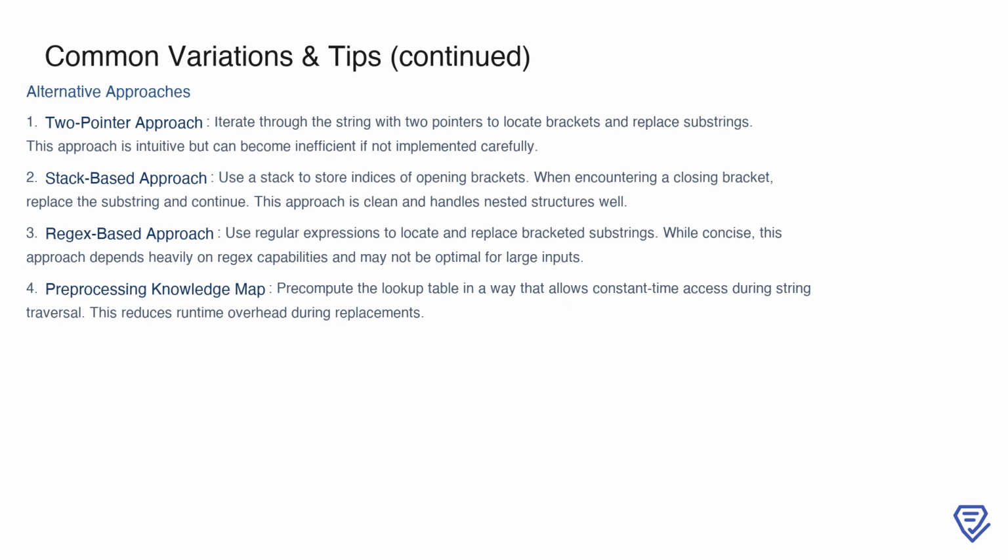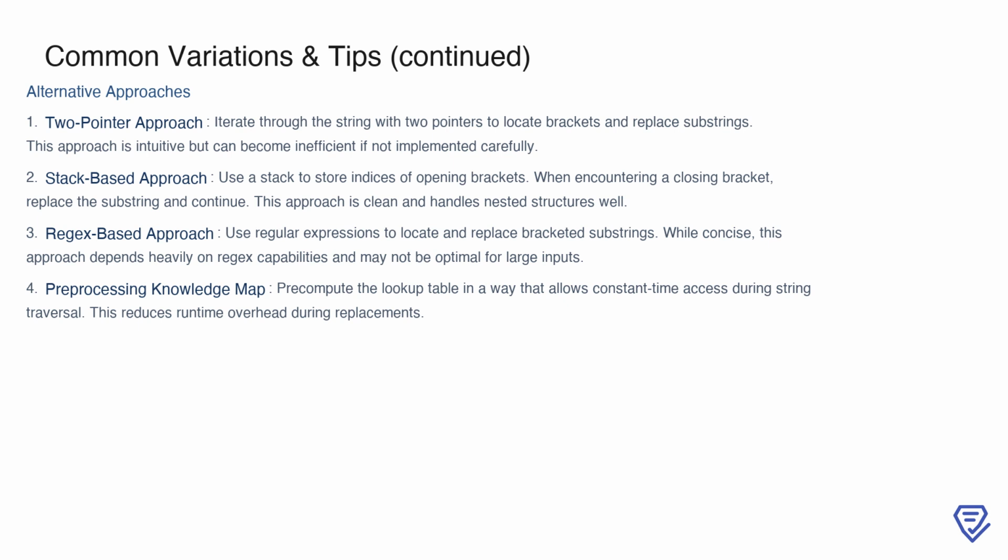Finally, let's explore some alternative approaches you can use to solve this problem. The two-pointer approach is a straightforward method where you iterate through the string with two pointers to locate brackets and replace substrings. While intuitive, this approach can become inefficient if not implemented carefully. A stack-based approach is another option. By storing the indices of opening brackets in a stack and replacing substrings when encountering closing brackets, you can handle nesting effectively. This is a clean and reliable method.